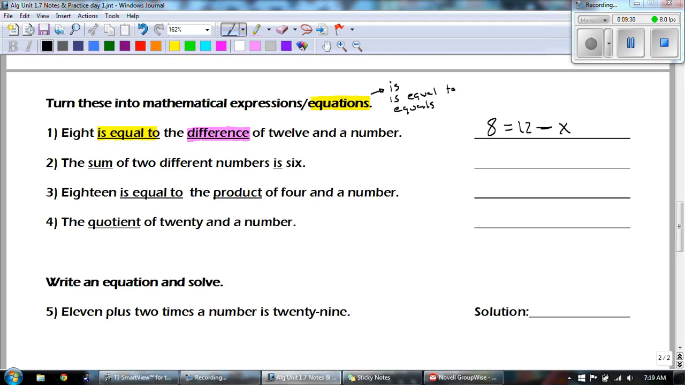I was going to make you do 2 by yourself, but there's something a little tricky in that one. So the sum of 2 different numbers is 6. So I know I have to add, and I know that it equals 6, but it says 2 different numbers. Since they didn't tell us what those numbers are, we have to use x and y. Okay? Why don't you try number 3 and number 4 and let's see how you do. Go ahead and pause the video and good luck.